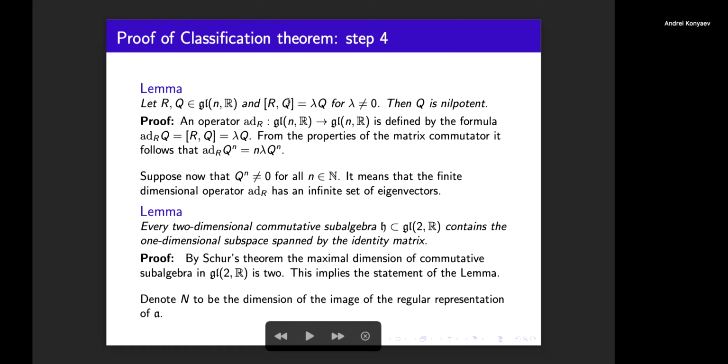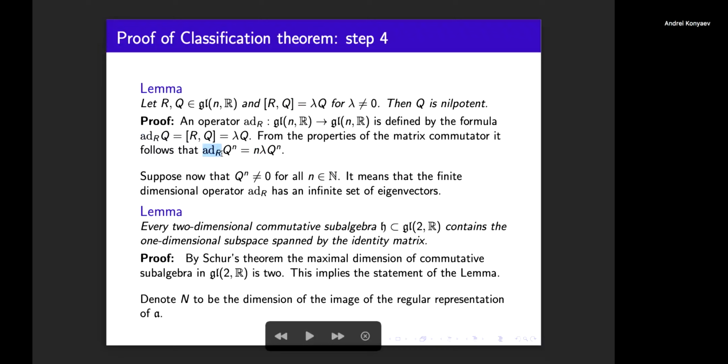Why? Well, it's a simple observation, because if you take this commutator once, and you take this commutator twice, and you take this commutator 3 times, if you define an operator called the adjoint operator, you will see that different powers of Q yield us, because the commutator of matrices is actually a derivative of multiplication, different eigenvalues. If it does not vanish in any power, then in each power it yields us a new eigenvalue: lambda, 2 lambda, 3 lambda, and so on.